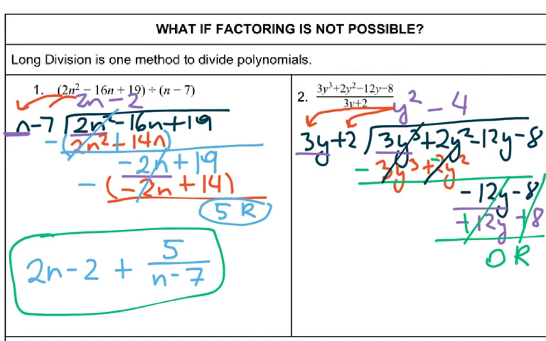Remainder 0, by the remainder theorem, says that 3y plus 2 is a factor of the polynomial 3y to the power of 3 plus 2y squared minus 12y minus 8. Now I can write my answer as the product of two binomials. I have no remainder, which means 3y plus 2, my divisor, multiplied by the answer, is a factored form of the polynomial that we divided.